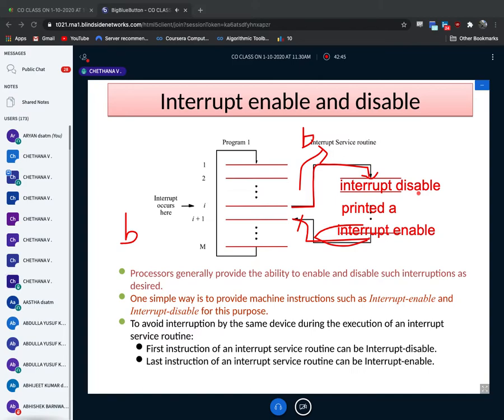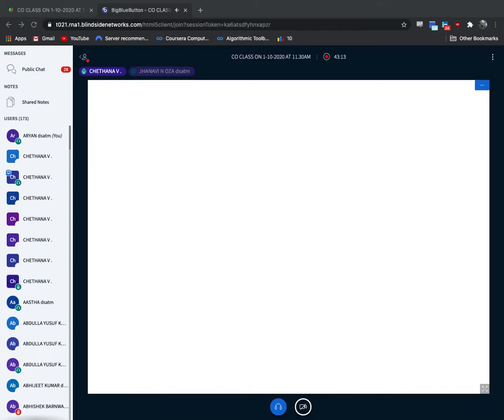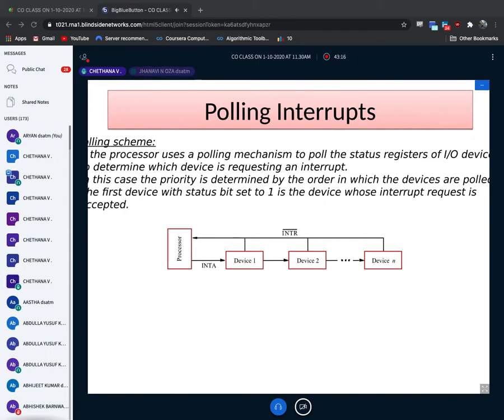Why? I'm busy now printing B. Now it will print B. After printing B, its work is over, so it can release the printer to some other person. So interrupt enable. Now some other device, or one more time my processor, can use that device. I hope you are clear with this. That is what interrupt enable and disable are. I think this is one of your assignment questions, interrupt disabling. I will take you to one more concept, one more sub question. It's a very simple concept: interrupt polling. Just see here. I think everybody is able to see this.